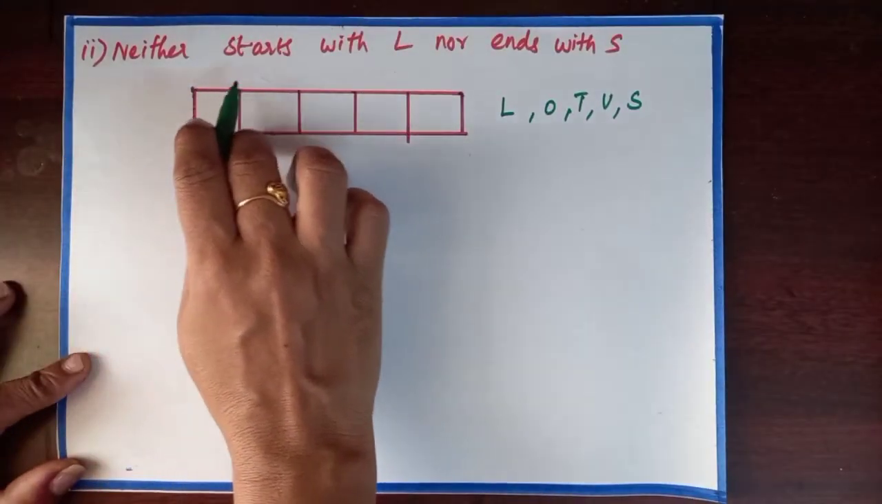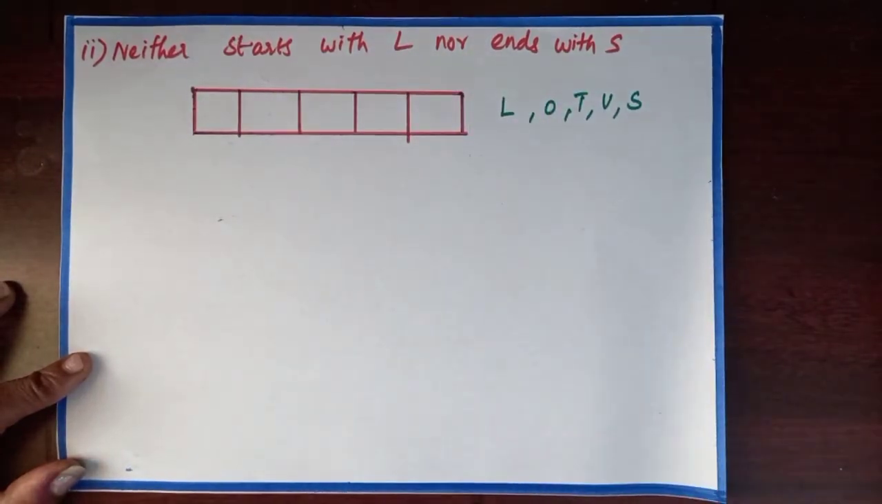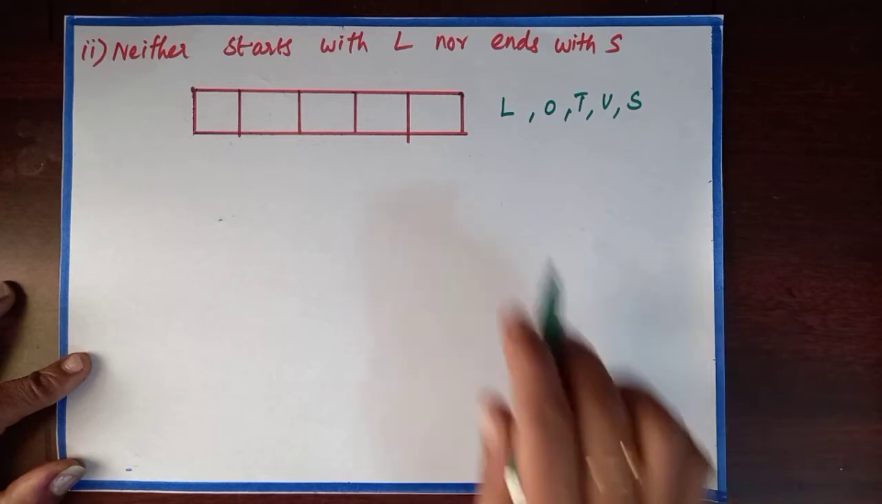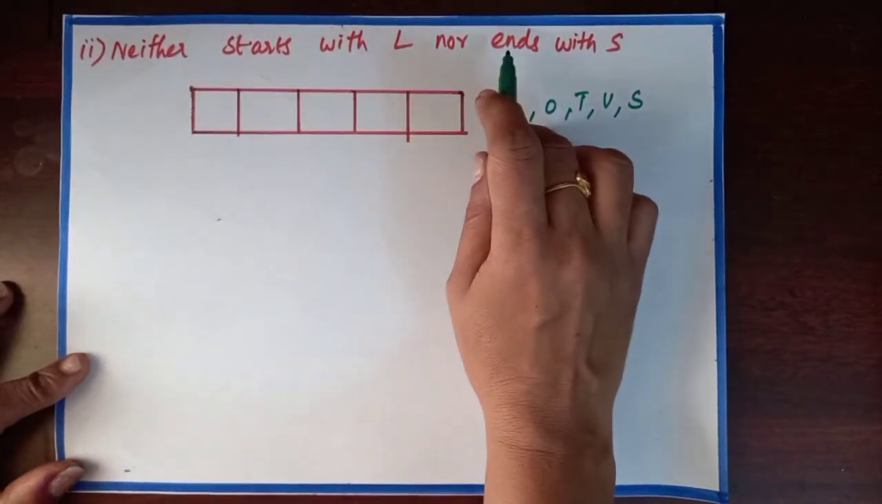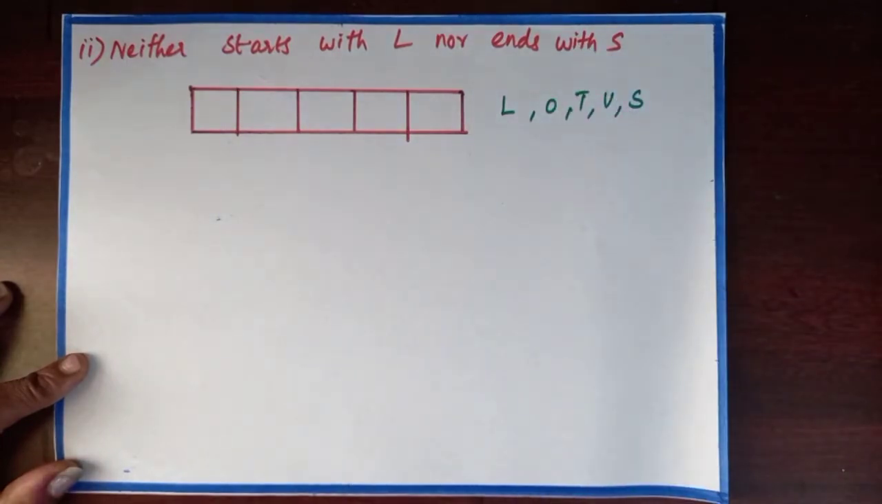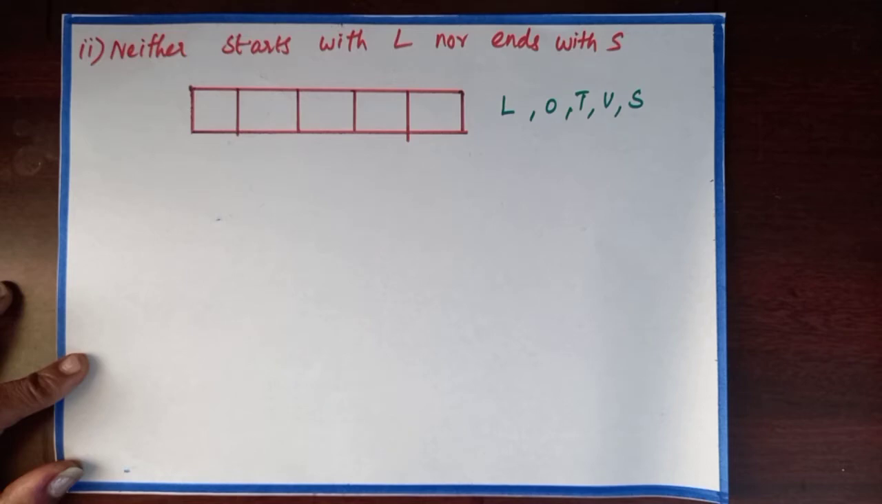Second subdivision: neither starts with L nor ends with S. In any such string, each of the letters L, O, T, U, S is used exactly once. A string that neither starts with L nor ends with S is one which has not been counted in the previous case. We count all possible strings of length 5 formed out of the letters L, O, T, U, S where no letter is repeated.